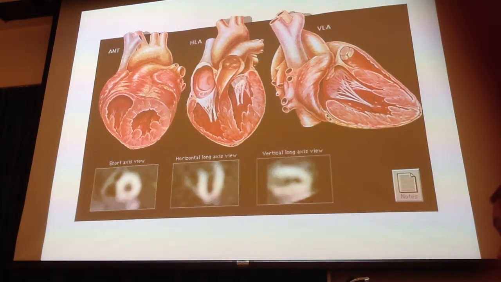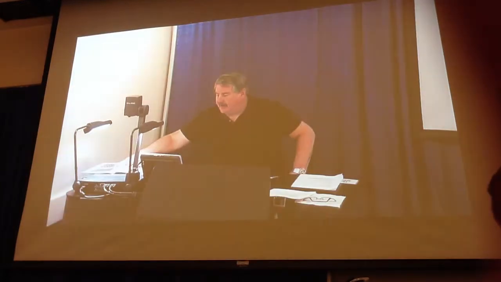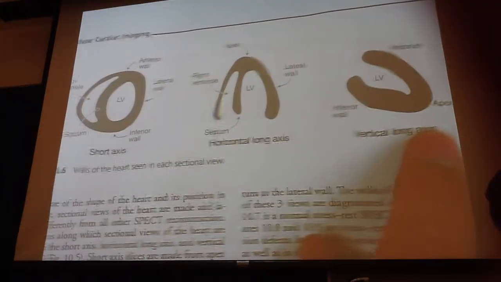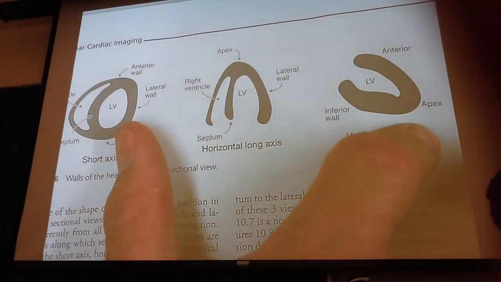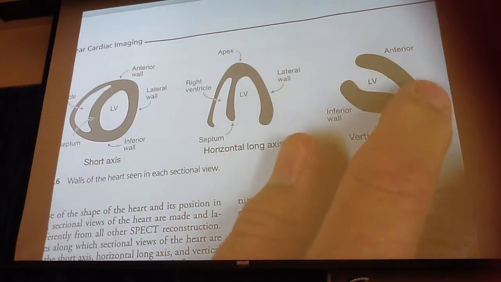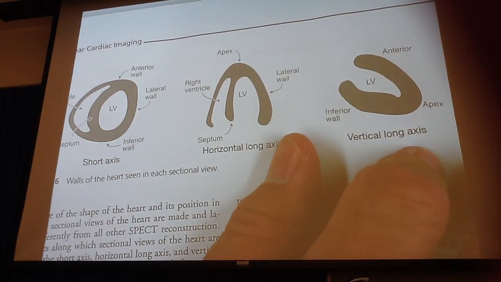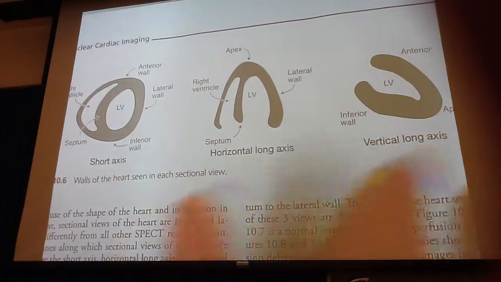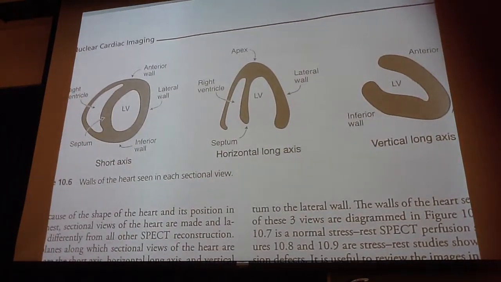But as far as the anatomy goes, okay, this is what you're going to be expected to know on your exam, what the different anatomy is for the short axis, horizontal long axis, and the vertical long axis. Okay. And on the exam that I'm going to be giving you probably next week, you'll be expected to know that. Okay. I sent you a copy of one of the tests that I gave a long time ago.